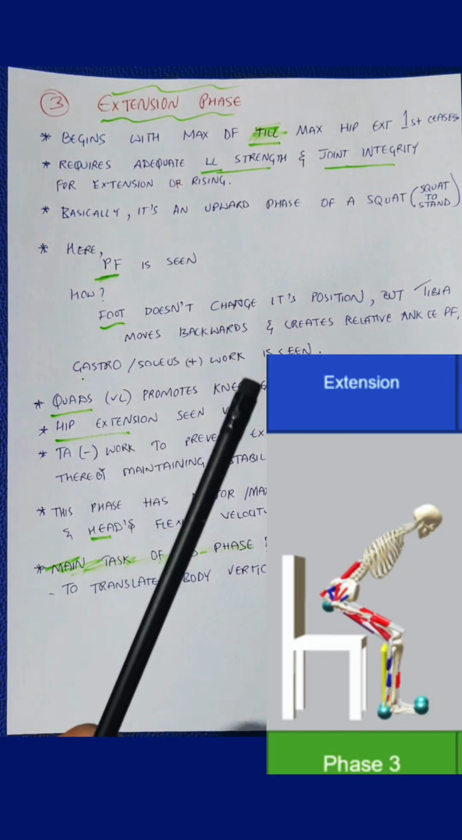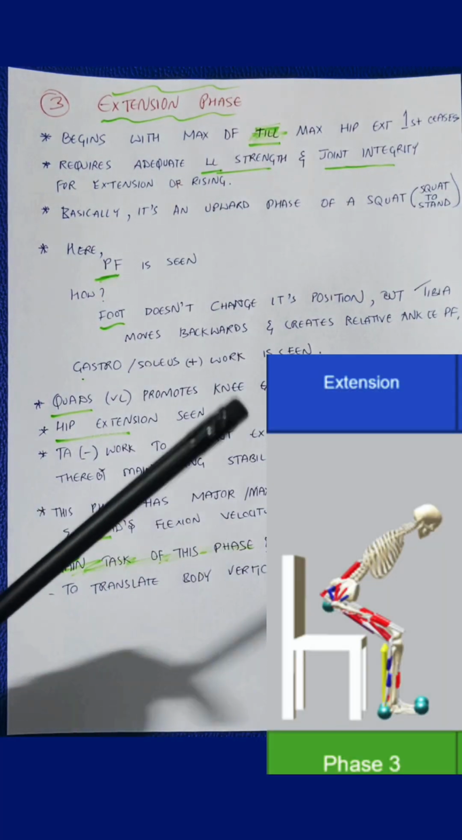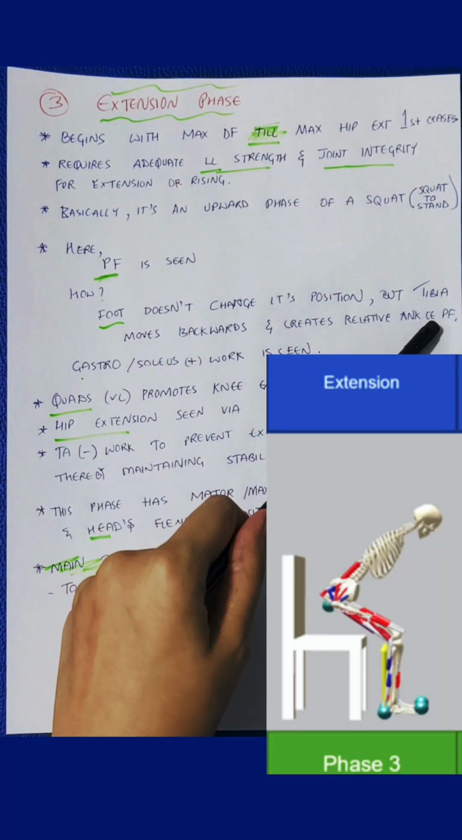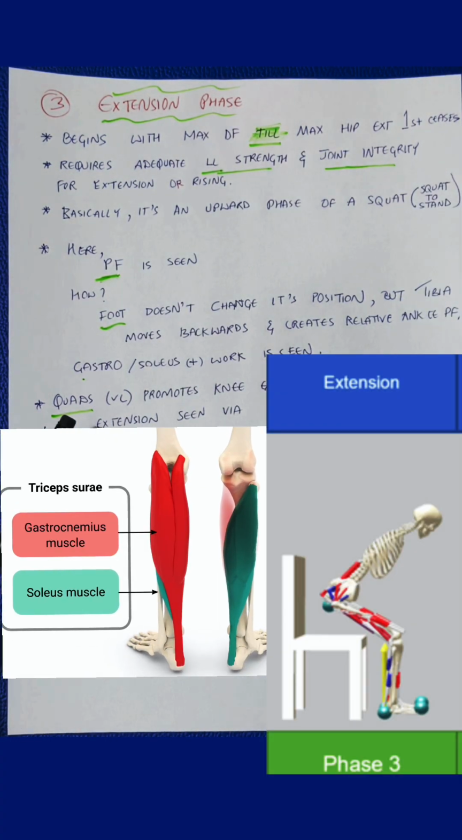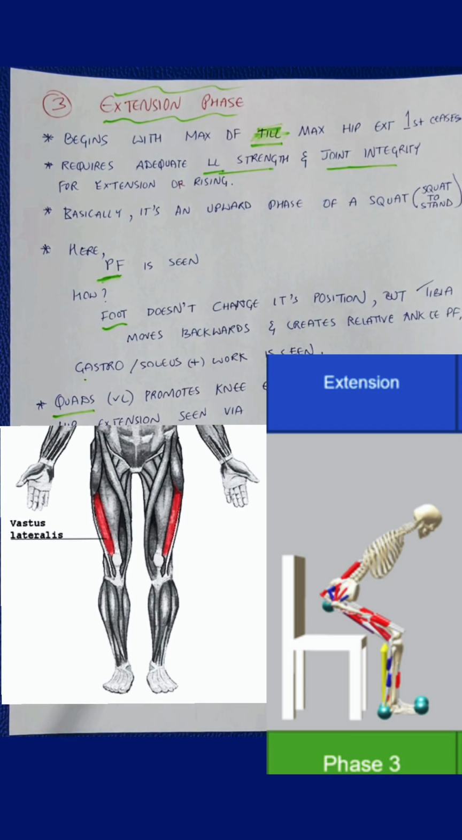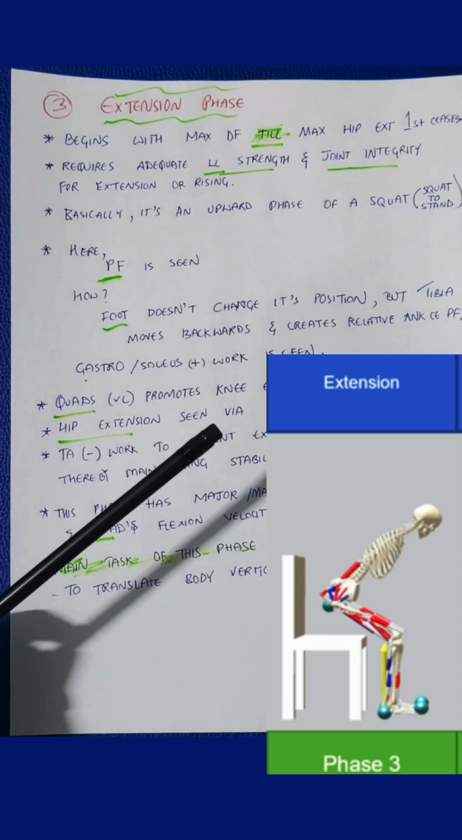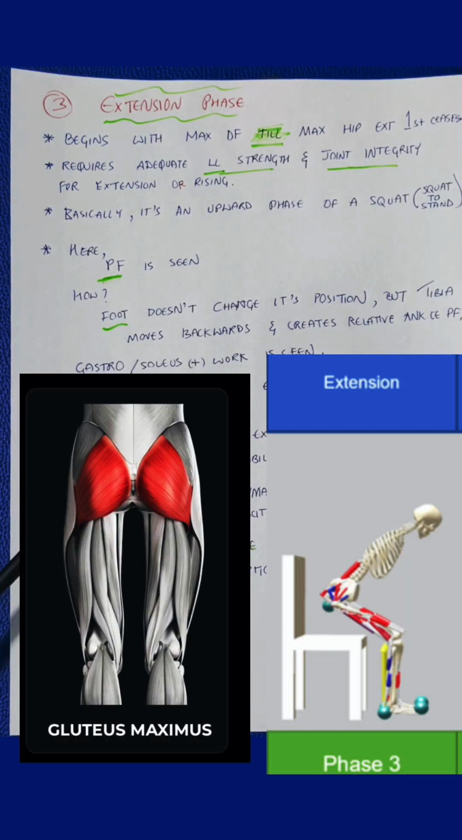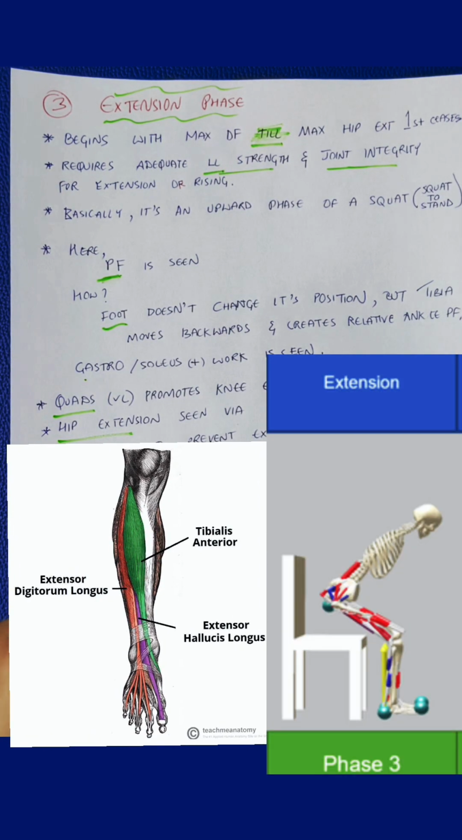Now you wonder how. The foot doesn't change its position, but the tibia moves backward and creates a relative ankle plantar flexion. There is gastrocnemius and soleus positively working. Quadriceps, especially the vastus lateralis, promotes knee extension. This work here is done by less force than it was done in phase 2. Next, hip extension is seen via our gluteus maximus work. Tibialis anterior works negatively to prevent excessive tibia backward motion and plantar flexion, thereby maintaining stability.